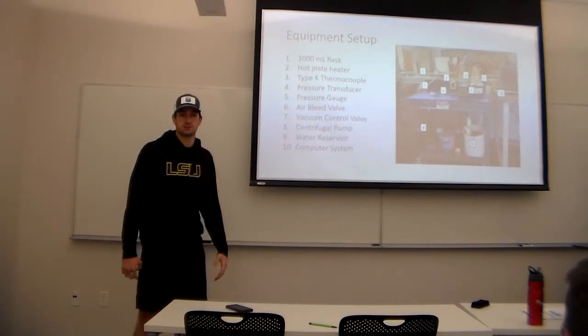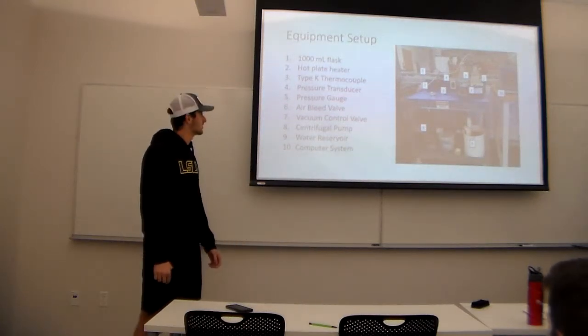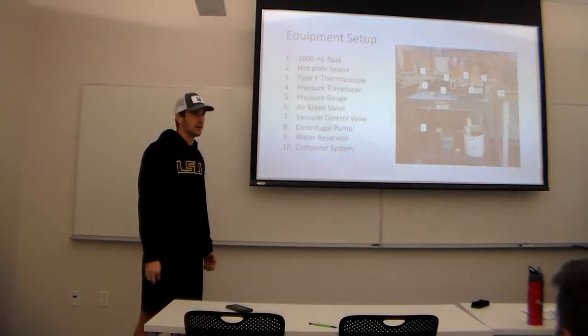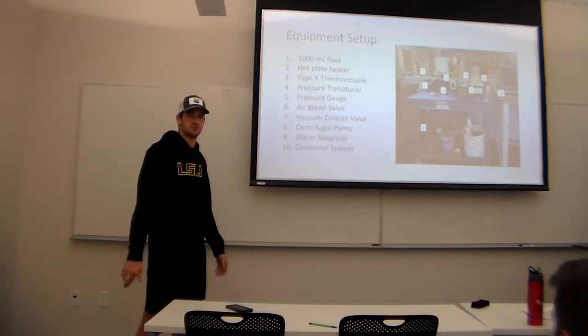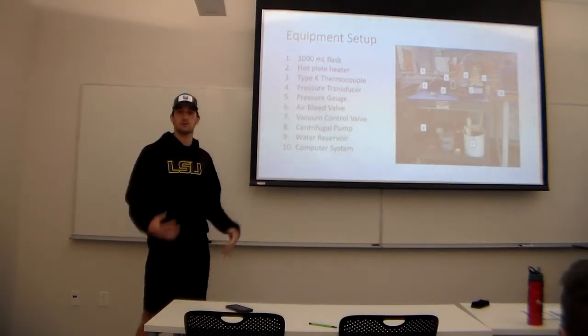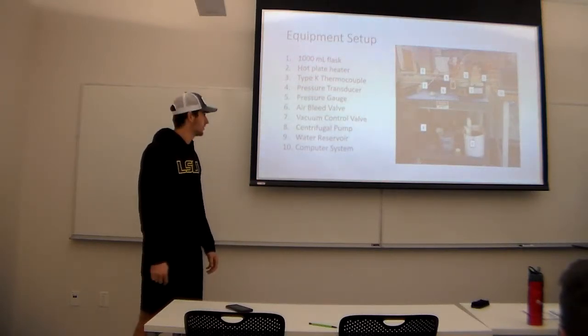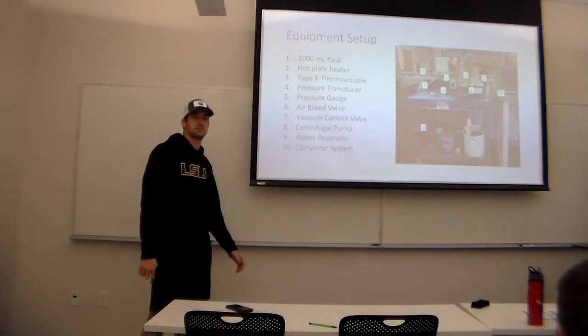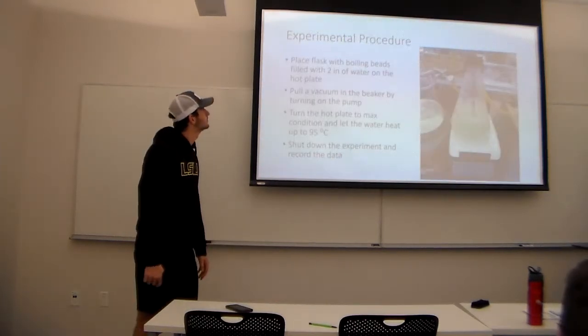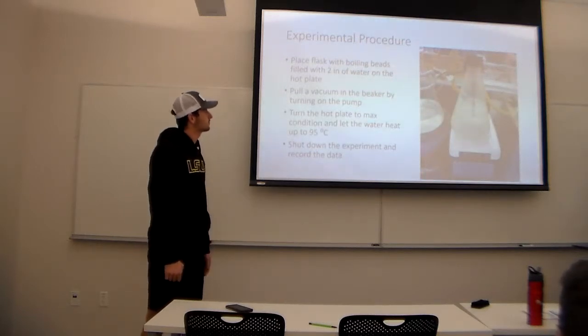Vacuum control valve, which controls the vacuum in the system. We have a centrifugal pump, which will pump water and really pull a vacuum in the system, which is what we're trying to go for here. A water reservoir that holds the water for fluid circulation. And then finally, our computer system that gives us the resultant data that we need for the experiment. So next, the experimental procedure.